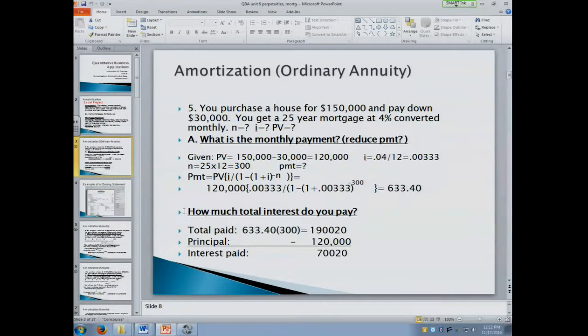So let's look at how much total interest you pay over the life of the mortgage. Well, you're going to make 300 payments, aren't you? N is 300. You're going to make 300 payments of $633.40 for a total out-of-pocket of $190,020. But your principal you owed, or your present value, was only $120,000, so you paid $70,020 in interest. This is a typical scenario. This is a typical interest rate, a typical mortgage.